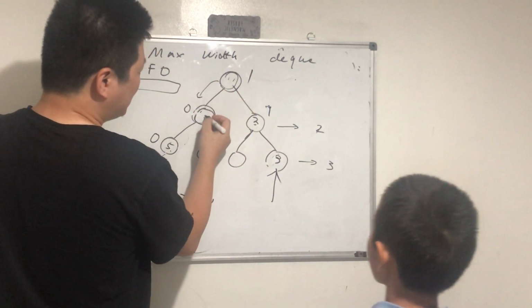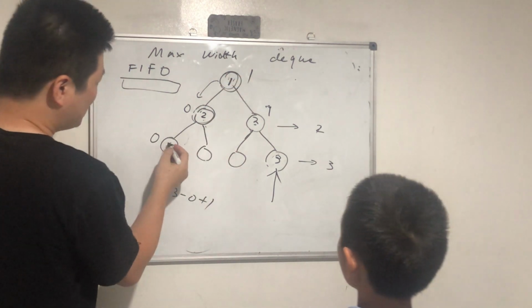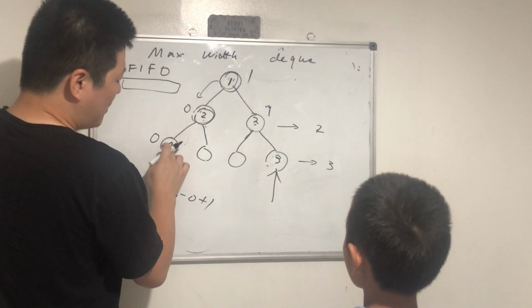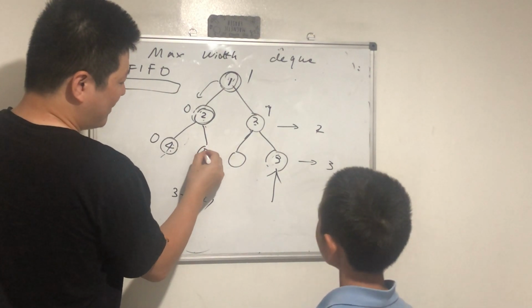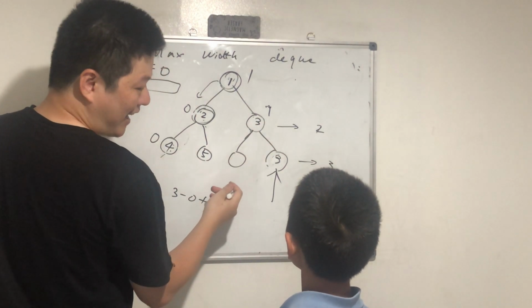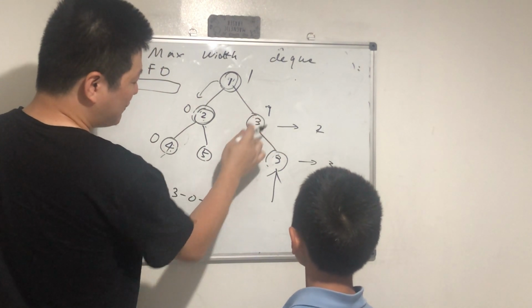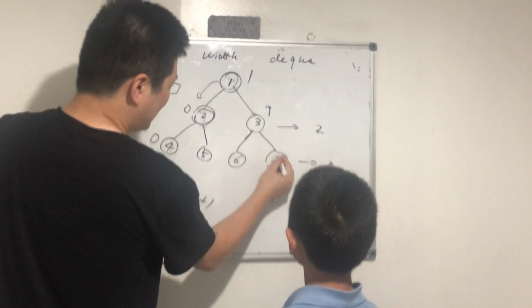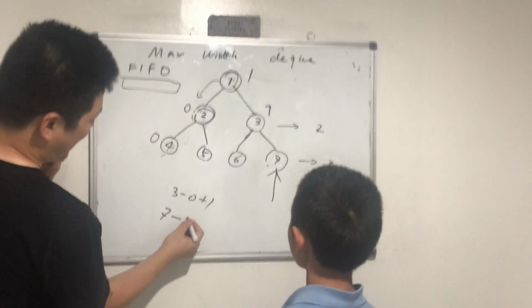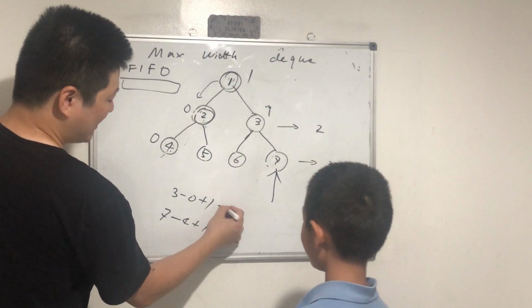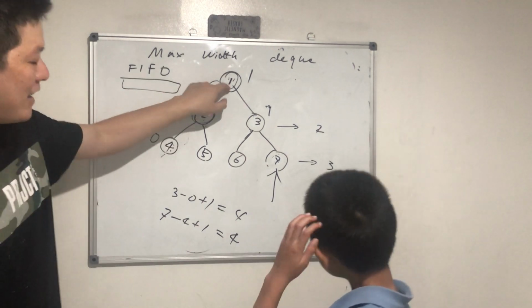1 times 2 is 2, right? 2 times 2 is 4, right? 2 times 4, 4 plus 1, 5, right? 1 times 2 plus 1 is what? 3. Yeah? 3 times 2, 6, and that's 7. So 7 minus 4 plus 1 equals what? It is 4. Okay, so yeah, the initial value doesn't matter.